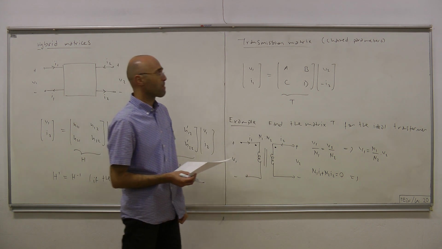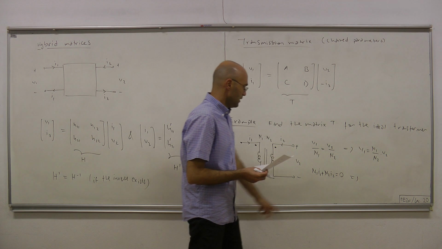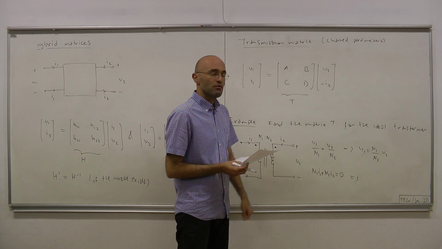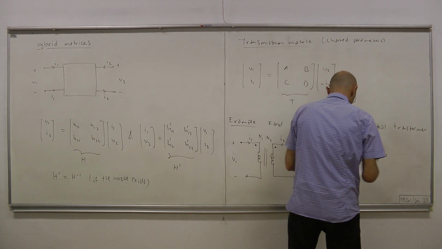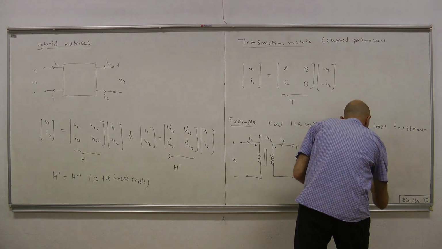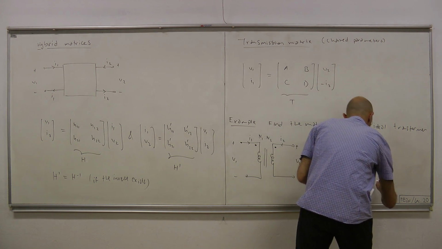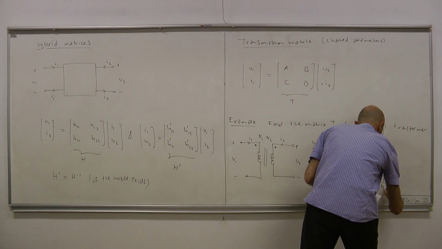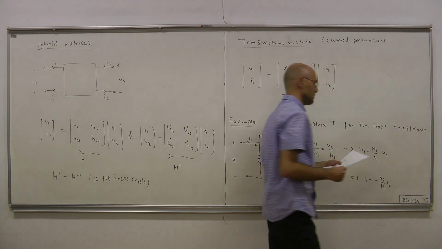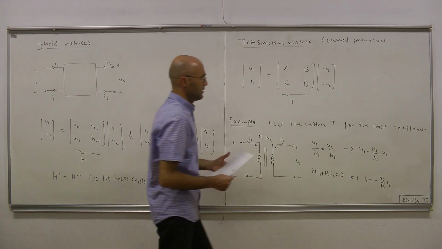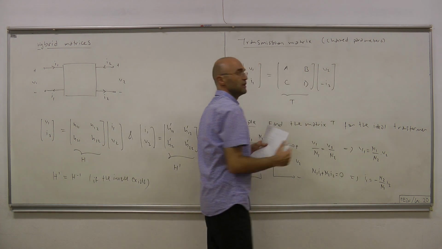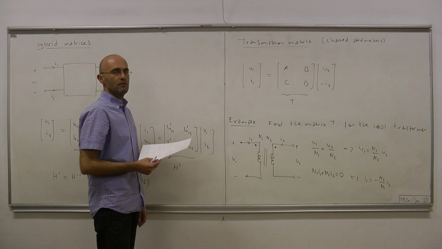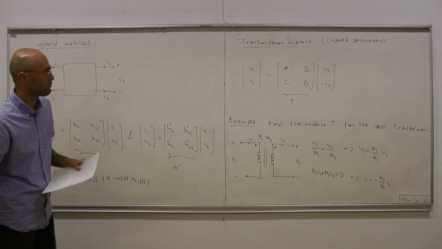And the current equation will give us the second row. Let's express I1 in terms of I2 and V2. So we have I1 equals minus N2 over N1 times I2. And then putting these two equations into matrix form will directly give us the transmission matrix.